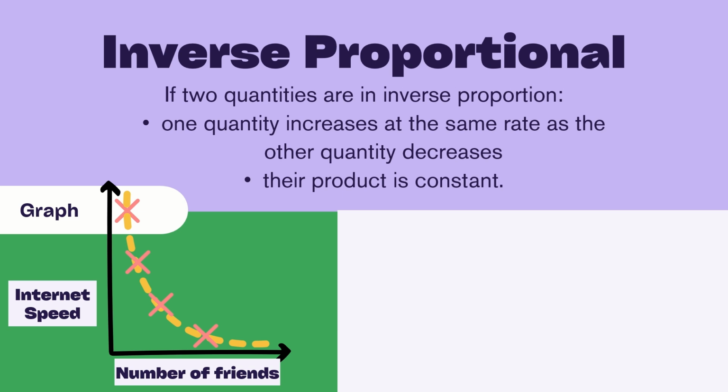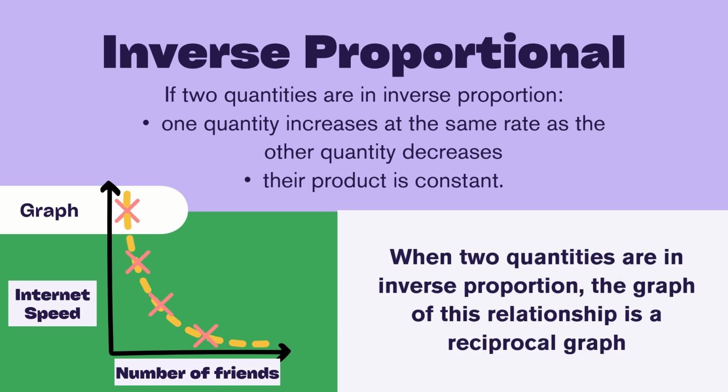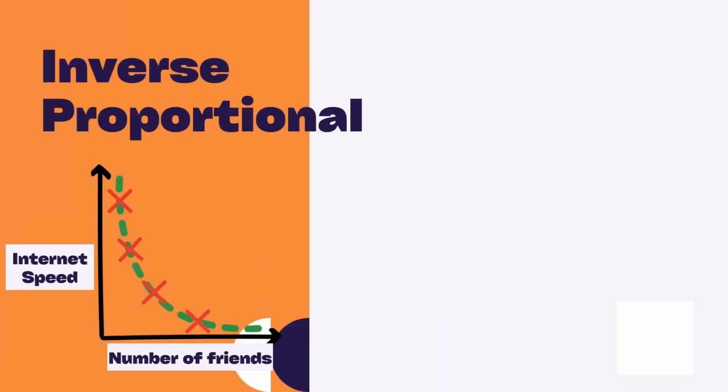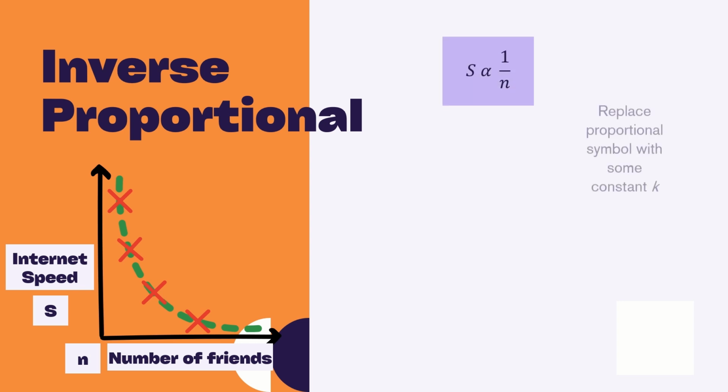This curve is a reciprocal curve and it will never touch either of the axes. When two quantities are in inverse proportion, the graph of this relationship is a reciprocal graph. If we use algebra to describe the relationship, here the number of friends is going to be n, and the internet speed will be s. So we could have s is proportional to its reciprocal, 1 over n.